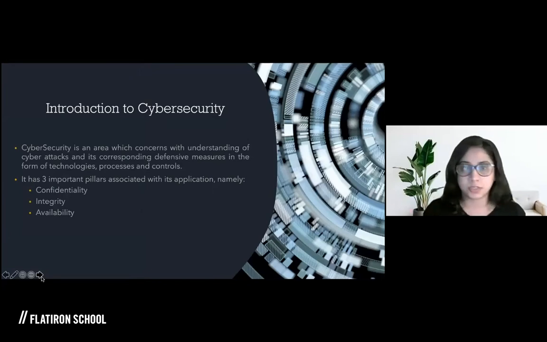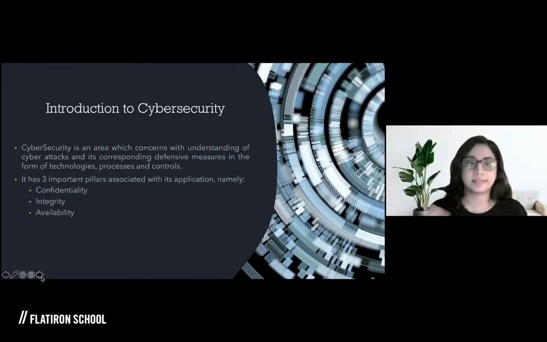So first of all, what is cybersecurity? In the simplest of terms, cybersecurity is the area where we try to understand cyber attacks, and we try to build defensive measures in the form of processes, technology, and controls in order to prevent them or handle them better. Cybersecurity works on three major pillars: confidentiality, integrity, and availability. Confidentiality means any information that is shared between a certain set of audience should be secured and accessible to them only. Integrity means any information on a communication channel, or stored anywhere, should not be modified by anyone in an illegal manner. So it's basically preventing tampering of information.